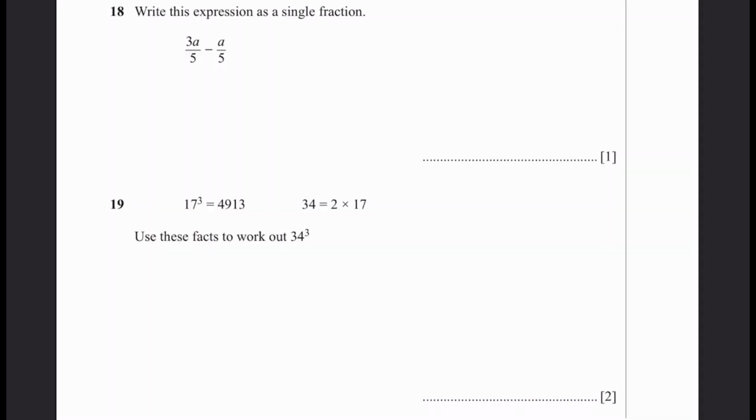18. Write this expression as a single fraction. 3a by 5 minus a by 5, which is equal to 3a minus a, the whole by 5. It's equal to 2a by 5. And that's the answer.